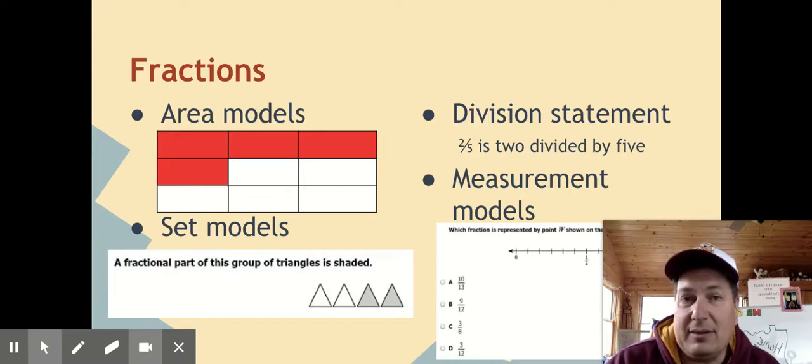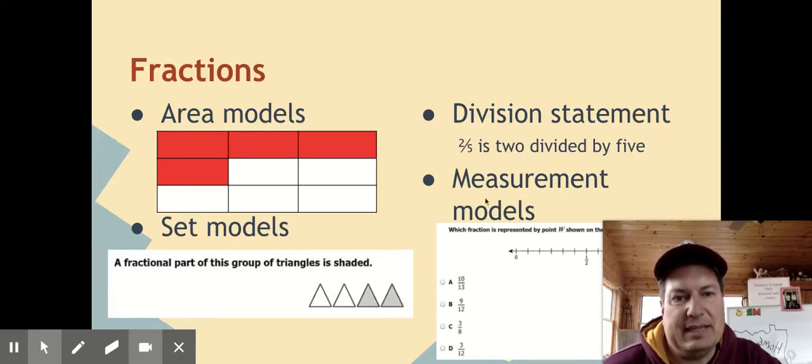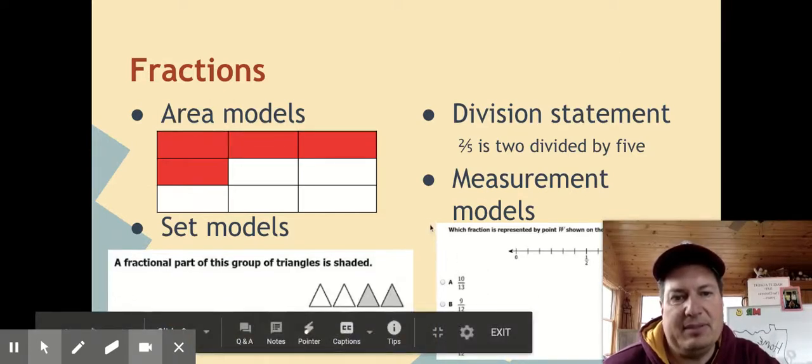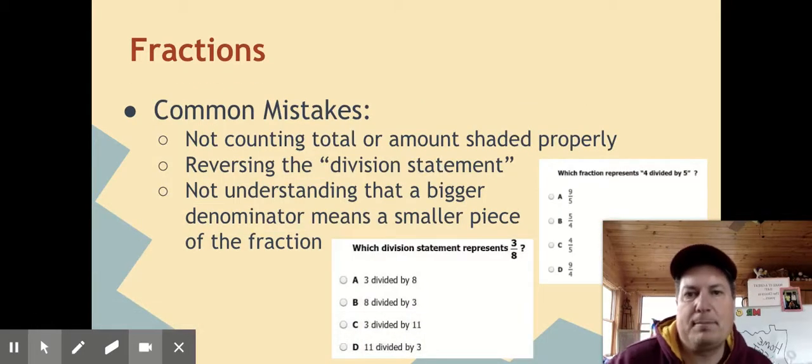And again, we've talked about making them as a division statement. 2/5 is measured in such a way where it's 2 divided by 5, and you can convert that to decimals, which would be 0.40 or 40 hundredths or 40%. And so fractions, as you see down here, can be represented 10/13, 9/12, and so on.